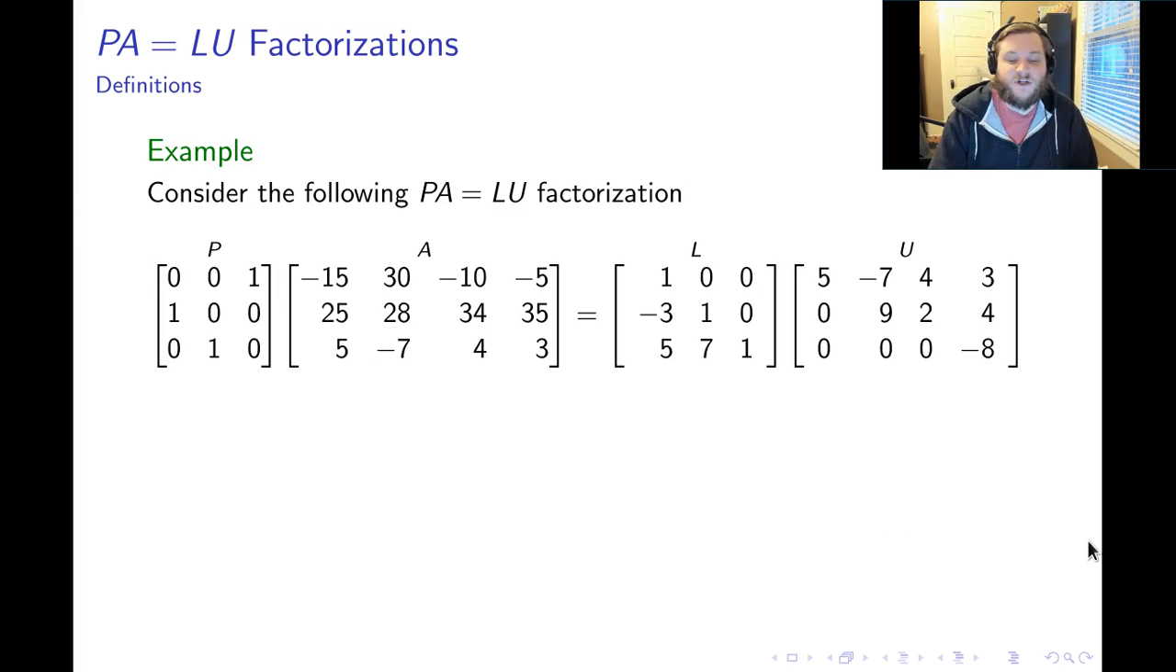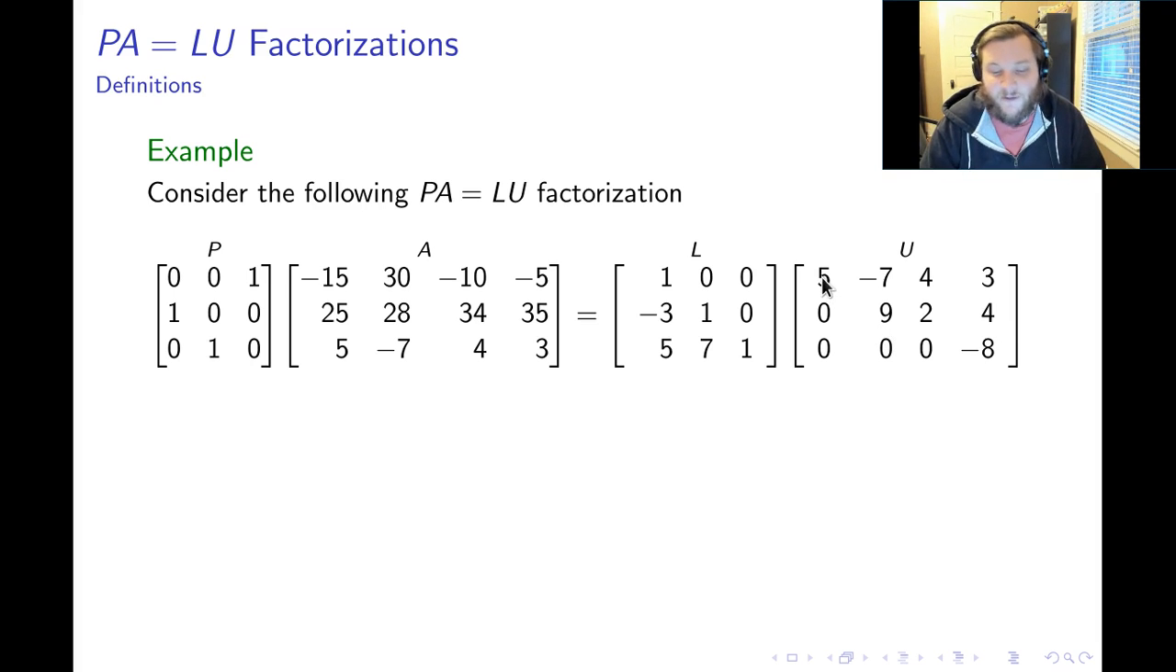So here's our first example of someone handing us a PA equals LU factorization. Here we have a permutation matrix P. The idea is that we started with the 3x3 identity matrix and did several row swaps until we got to this P. Here's the matrix A that presumably we started with from the outset. This one is a 3x4 matrix. And P times A equals L, which is a lower triangular matrix, times U, which we see is in row echelon form.